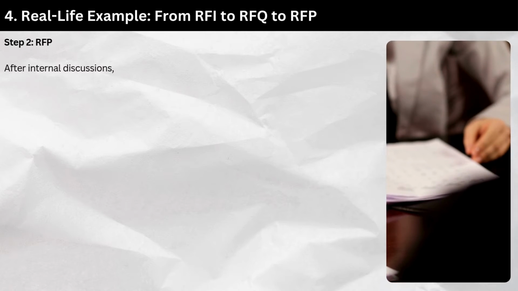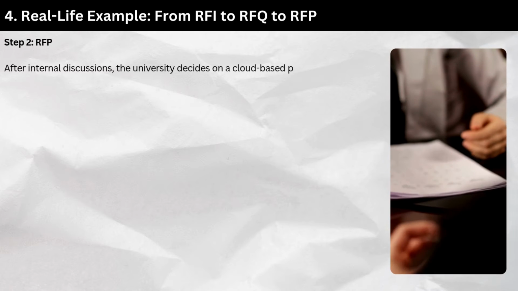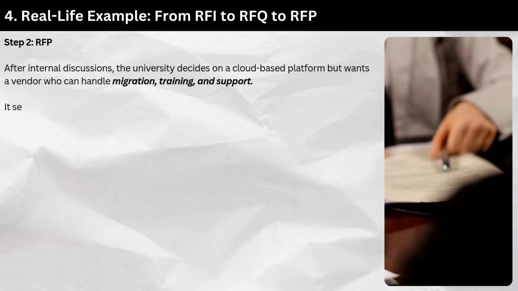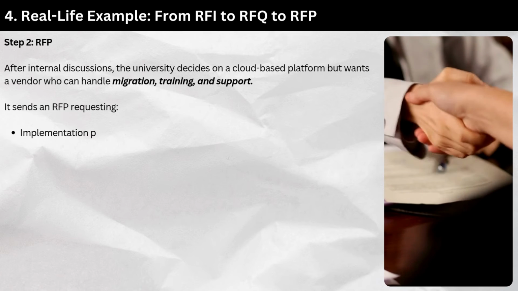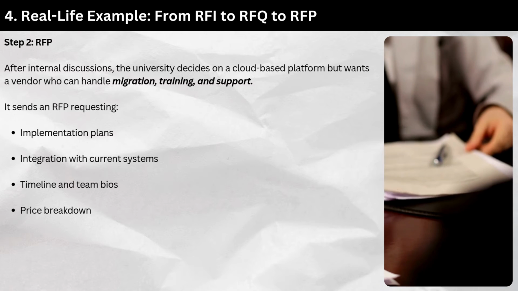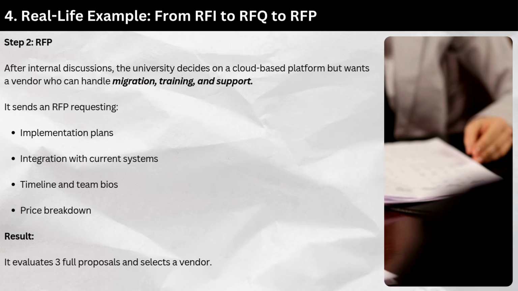Step 2, RFP. After internal discussions, the university decides on a cloud-based platform but wants a vendor who can handle migration, training, and support. It sends an RFP requesting implementation plans, integration with current systems, timeline and team bios, and price breakdown. Result: it evaluates 3 full proposals and selects a vendor.